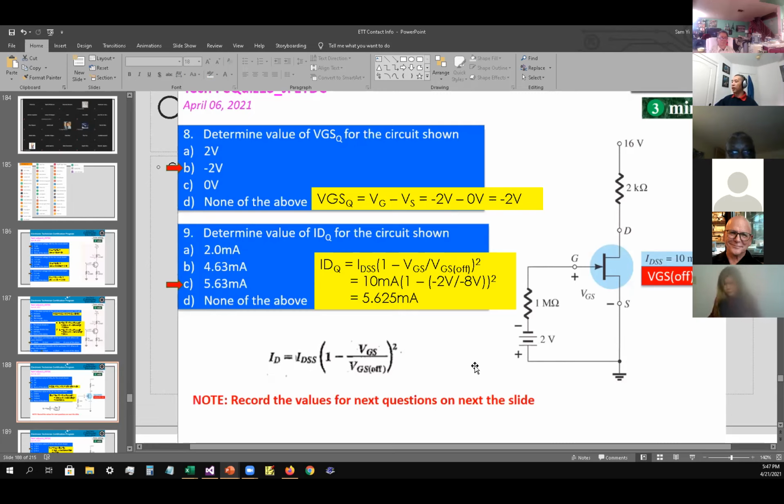That's IDS equal to IDSS times the quantity 1 minus VGS divided by VGS off, quantity squared. Okay. And then we just substitute in the values. So we got the IDSS is 10 milliamps. So 10 milliamps here times the quantity 1 minus, so -2 for VGS divided by -8 for VGS off. Okay, and square that, and you multiply that, and it comes out to 5.625 milliamp, or round it up to 5.3. So the answer is C.